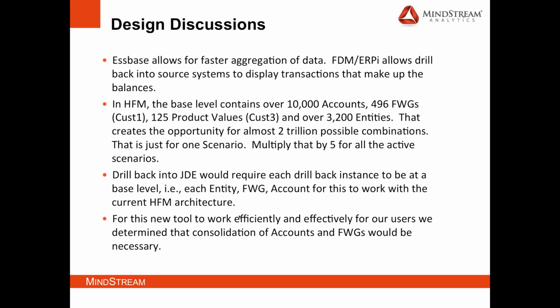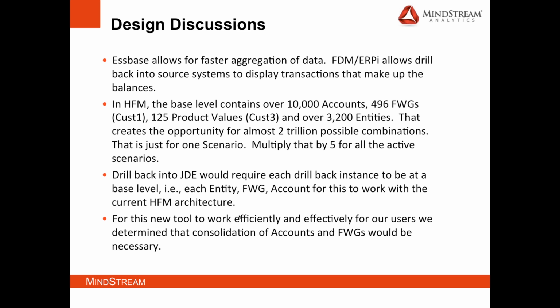They had over 10,000 accounts, 496 functional work groups. Even after we'd pared it down from 20,000, this is still what you're looking at. This is what we've found that they needed going forward. They're still going to have about 10,000 accounts, again 496 functional work groups, 125 product values, and still over 3,200 entities. So we got down from 4,500, we got down from 20,000 accounts, but we still had a pretty sizable metadata set here.